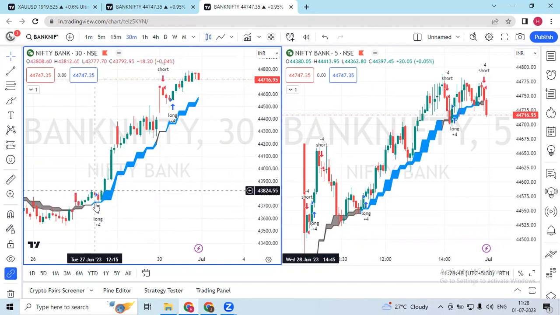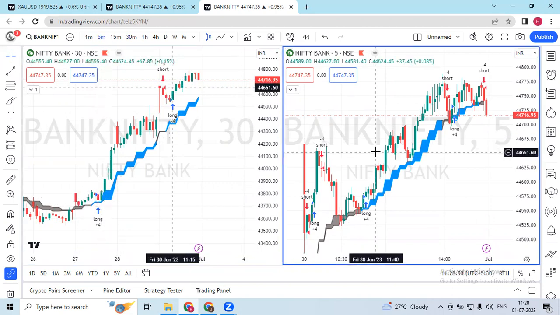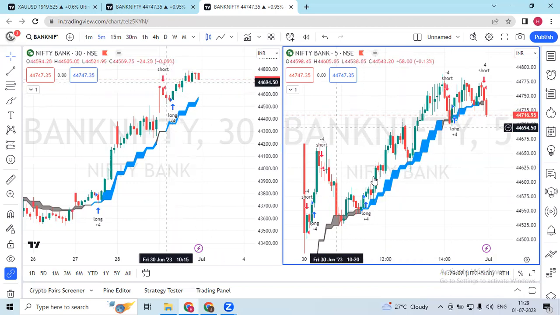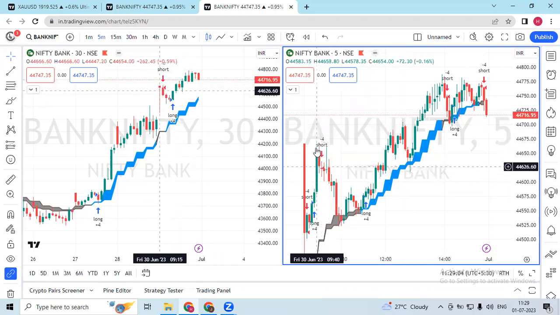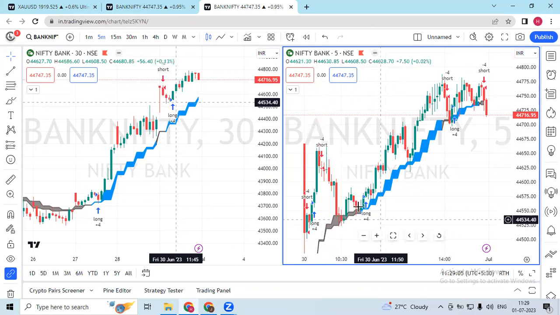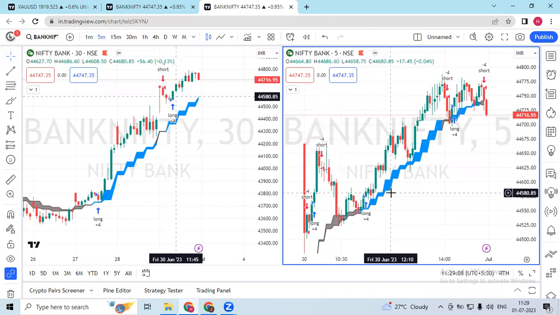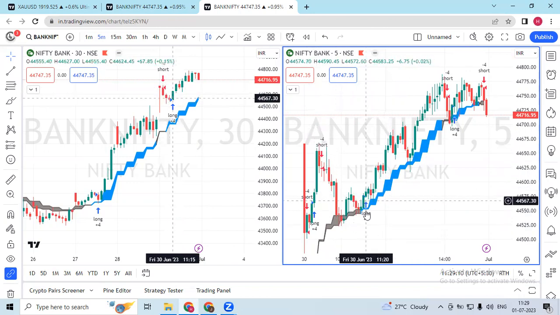As soon as you get such a signal, after that, you have to come to the 5 minutes time frame and you are simply going to look for buying opportunities. Now, where to buy? In the 5 minute time frame, you don't need to look at the short and long signals. All you need over here is the ribbon.